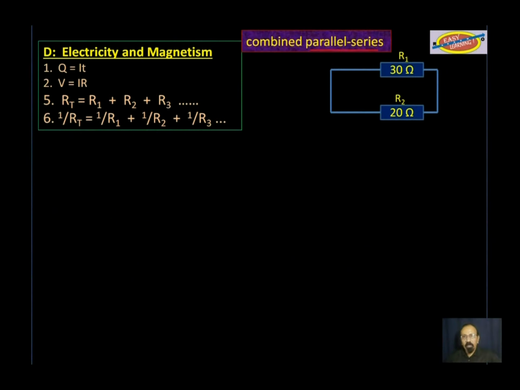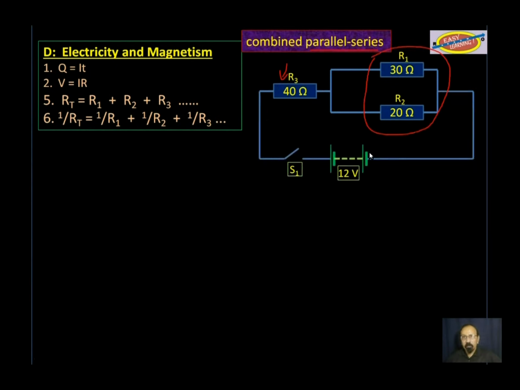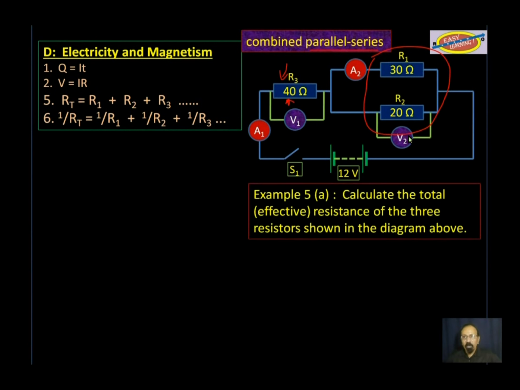So let us say we have these two resistors in parallel, and you have this one over here in series to these two that are in parallel. We finish the rest of the circuit. Ammeter is here. Another ammeter is there. A voltmeter is across this resistor, 40 ohms. And a voltmeter is across these two resistors in parallel, V2.